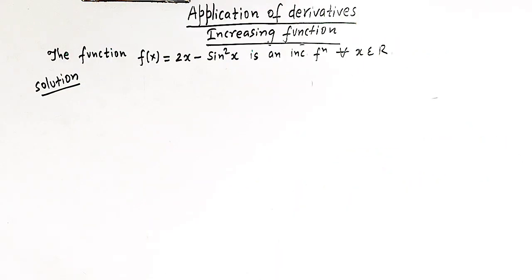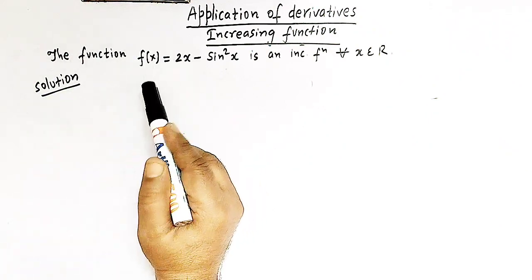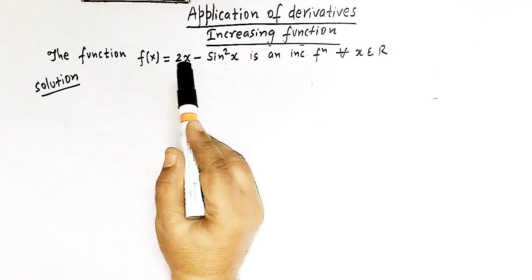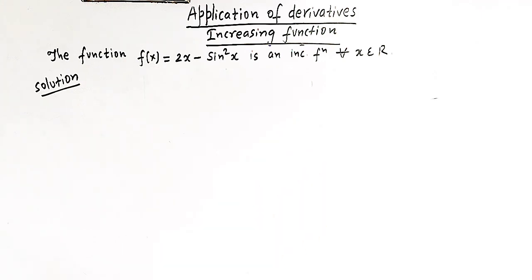Hello viewers, in today's session we are going to discuss an important problem from application of derivatives, and here we are going to discuss this problem where we have to prove that the function f of x, that is equal to 2x minus sine square x, is an increasing function for all values of x belonging to the set of real numbers.